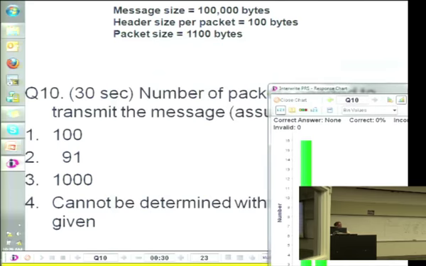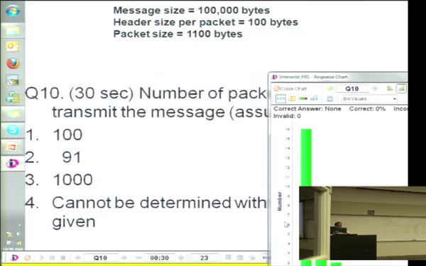It's a pretty simple problem, right? Most of you have the right answer. Basically, message size is 100,000 bytes, packet size is 1100, and the header size is 100. So the payload in every packet can be 1,000 bytes. If the message size is 100,000 bytes, then you need 100 packets to send it. So the right answer is 1.